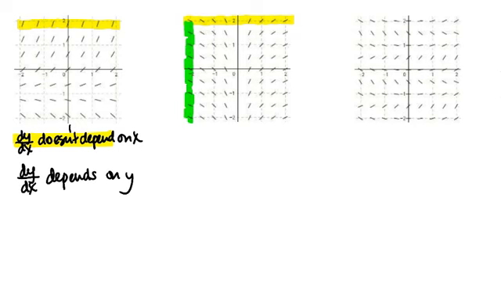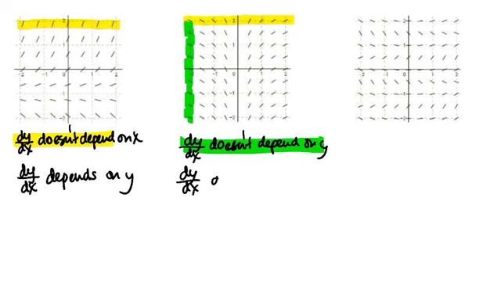So what I'm going to say is that dy dx doesn't depend on y. And therefore, it depends only on x. And that can help us eliminate a lot of answer choices. And, let's say, depends on x only. But then over here, if you scan left and right, I'm seeing different slopes.